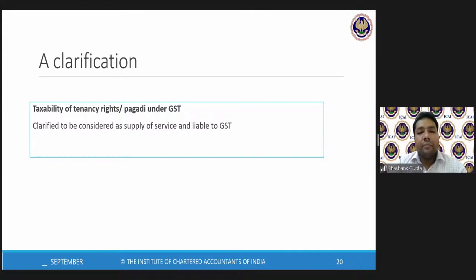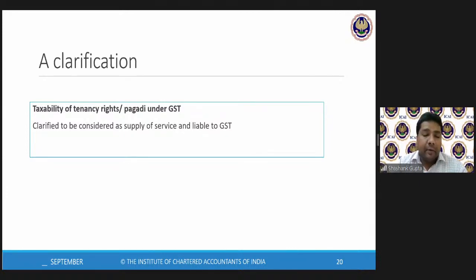So, pagadi system was basically a type of tenancy arrangement wherein substantial value was charged upfront and then a nominal rent was charged from the tenant. So suppose there is a shop and the value of shop is 10 crore rupees, 9.9 or 9.5 crore rupees would be charged upfront and the balance would be charged in the nominal rent form during the period of tenancy.